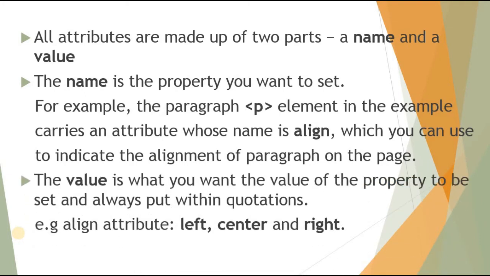The value is what you want the value of the property to be set as, and it is always put within quotations. Examples are here. For the align attribute: left, center and right. There are three alignments: left, center and right. These are the attribute values for the align attribute.